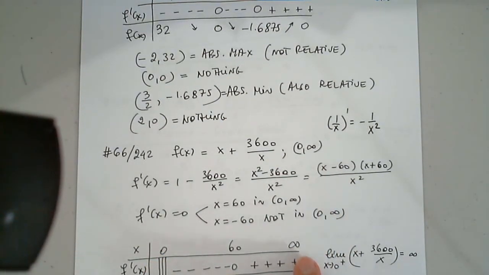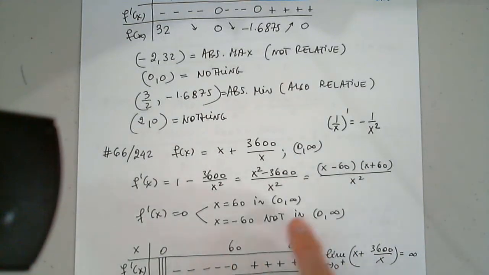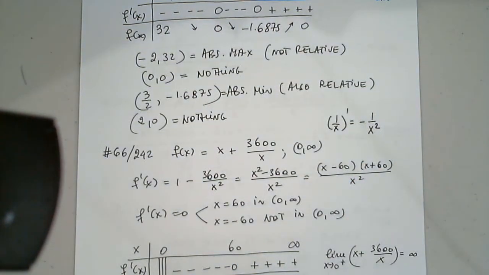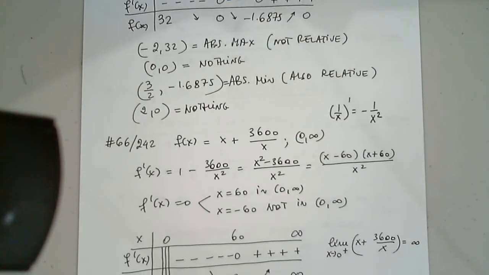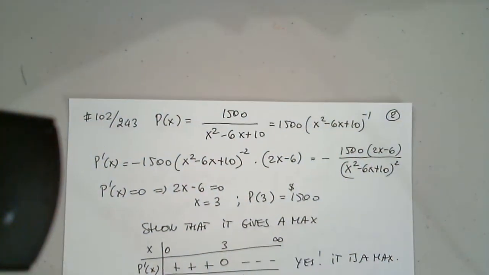So again, the sign is given only by this, because the other factor will always be positive from 0 to infinity. So it's only x minus 60. Again, the same thing, negative before 60, positive after. And when I determine the limit here to convince myself that this is coming from a higher value than 120, I do get infinity. So then 60, 120 is the absolute minimum, and of course the relative minimum as well. It's in the middle of the interval.